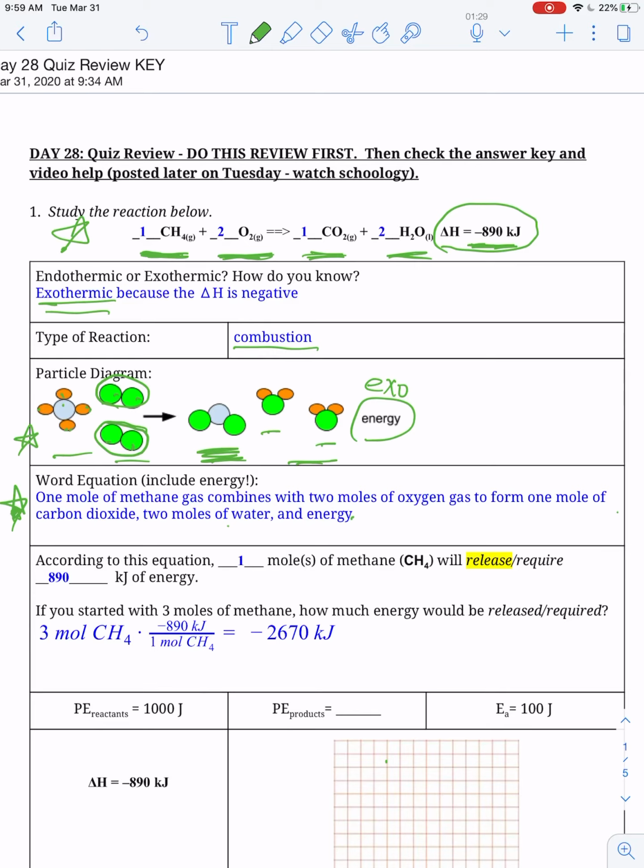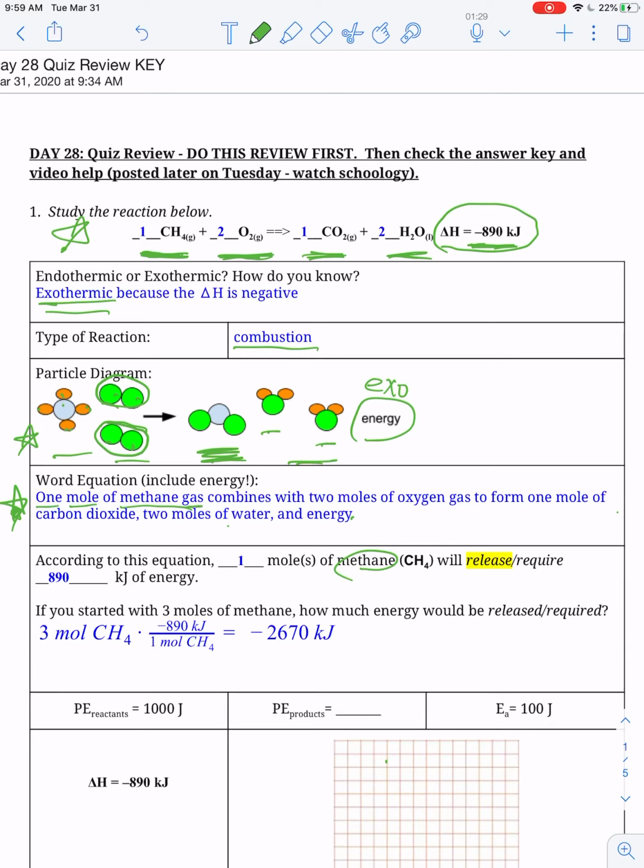Okay, so in the word equation, I'm going to have the amount. So I'm going to say 1 mole of methane gas. CH4 is methane. That's a common one. You should probably just start knowing. But if you notice, I wrote it down here for you. So always if you don't know the name, look around because I might have written it somewhere.